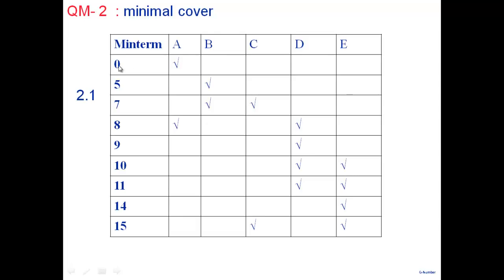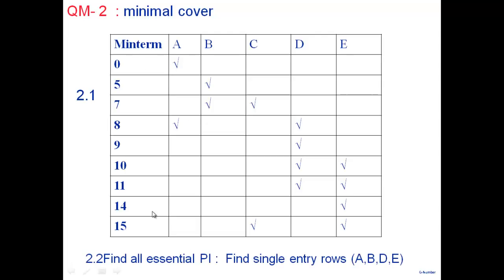A covers a term 0, which no other prime implicant covers. So A is essential to me. Basically what you are looking for is single entry rows. A row which has a single entry is what will classify as essential prime implicant. If a row has more than one entry, it means there are more than one prime implicants covering it. So we are looking for single entry.